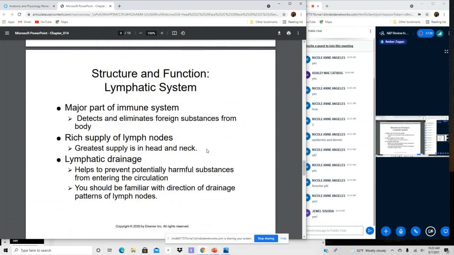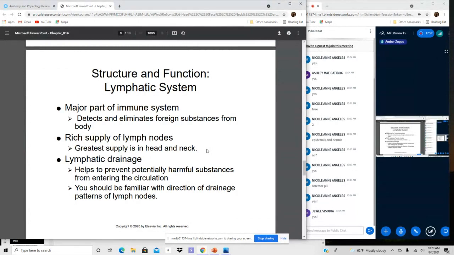Now, the lymphatic system is a major part of our immune system, and also it's important in our circulatory system. The lymphatic system helps us to rid the body of toxins and waste, and it does this through lymph. And lymph is a clear, colorless fluid that contains white blood cells or lymphocytes to fight infection. And the lymph actually empties into the venous system.